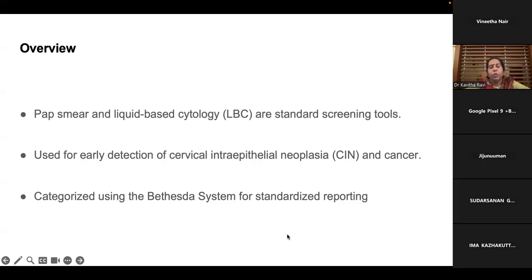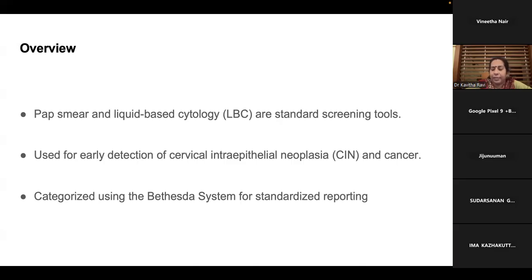So as you know, the main purpose of doing a cervical smear in a female is not just for diagnosing cervical cancer. We don't want to diagnose invasive cancer of the cervix. We want to detect it as early as possible. Early detection of CIN. The term has been replaced now, but you all are familiar with this term, cervical intraepithelial neoplasia, or the dysplasias of the cervical epithelium.